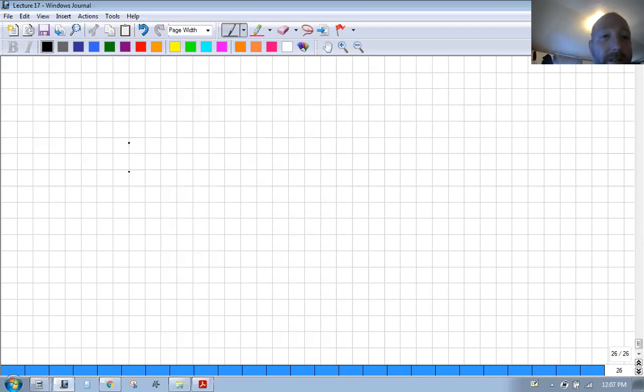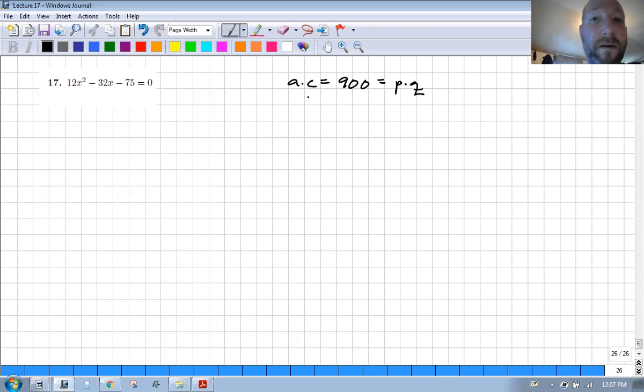Number 17. We can't pull any numbers out of there, so we have to solve it as is. Let's factor. This is going to be fun. 75 times 12 is 900. B is negative 32. So we need two numbers that multiply to give us 900, but add to give us negative 32.